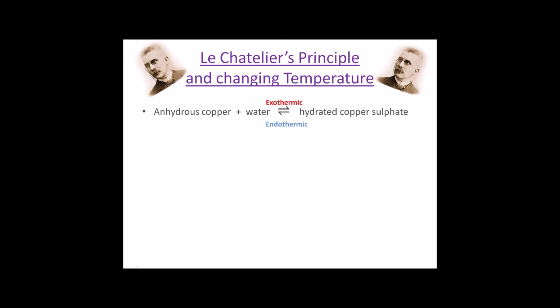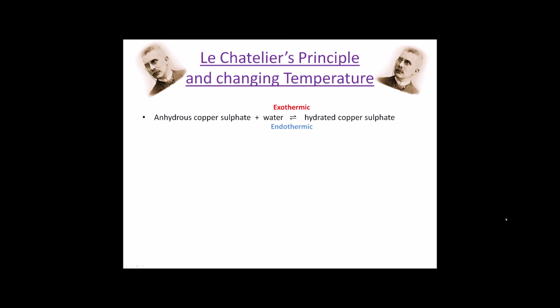And here's an example. We've got our anhydrous copper sulfate plus water makes hydrated copper sulfate. I'm just going to edit this slide because it just says anhydrous copper and that's not correct. Anhydrous copper sulfate plus water makes our hydrated copper sulfate. That reaction, the forward reaction going in the direction of this arrow, is exothermic, that gives out heat. The other way around is an endothermic reaction. When we heat our hydrated copper sulfate, we make our anhydrous copper sulfate plus water.